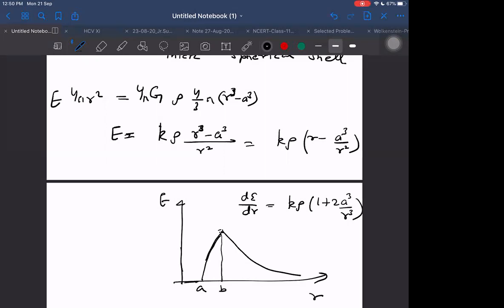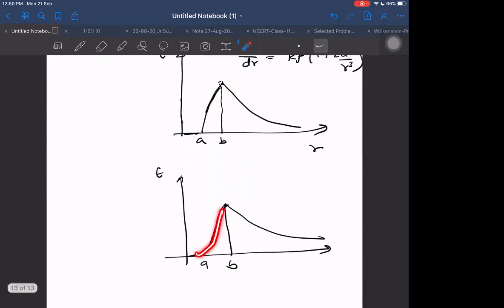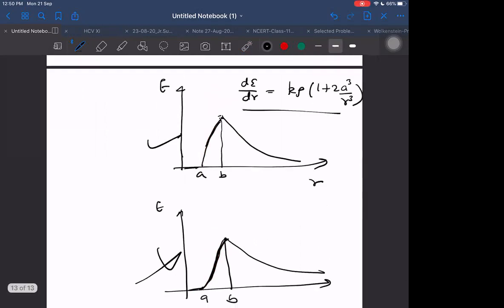So therefore, which graph should be valid? This one. The slope decreases. I'm not saying it becomes 0. It will still be there, but very negligible. Not less and more, but more and less. This is correct and this is wrong. The first one is correct.